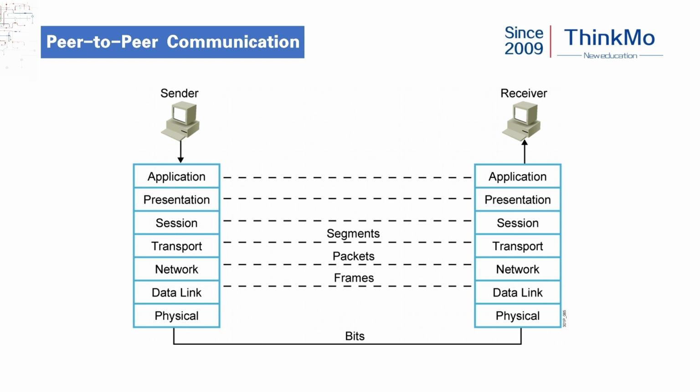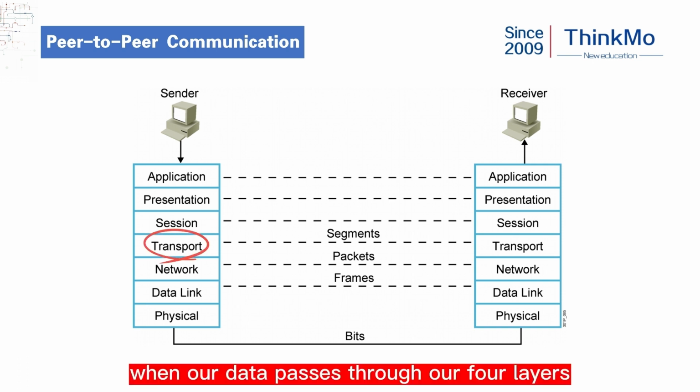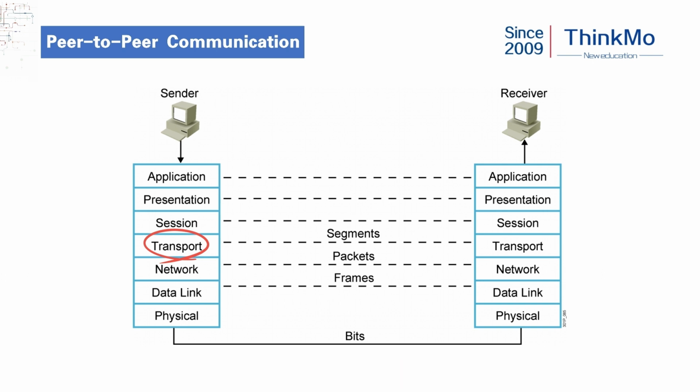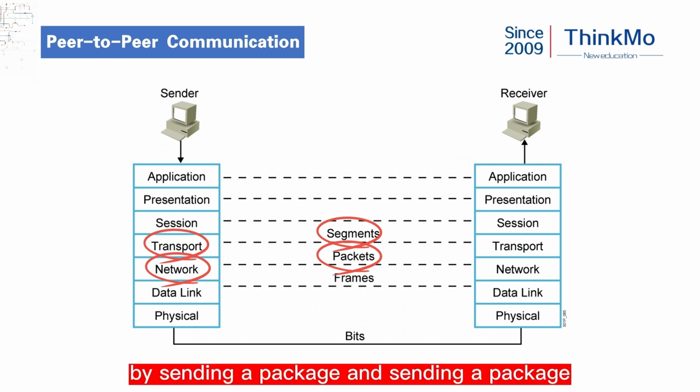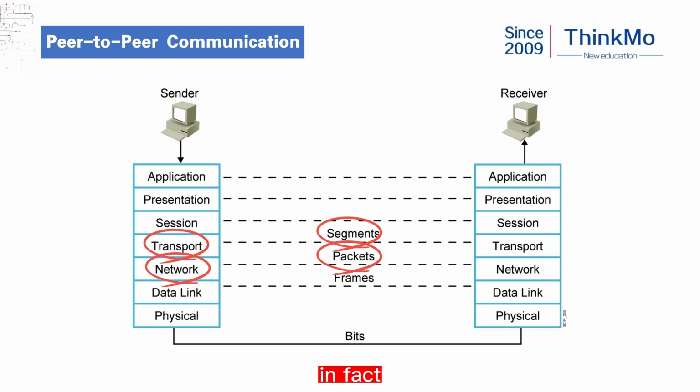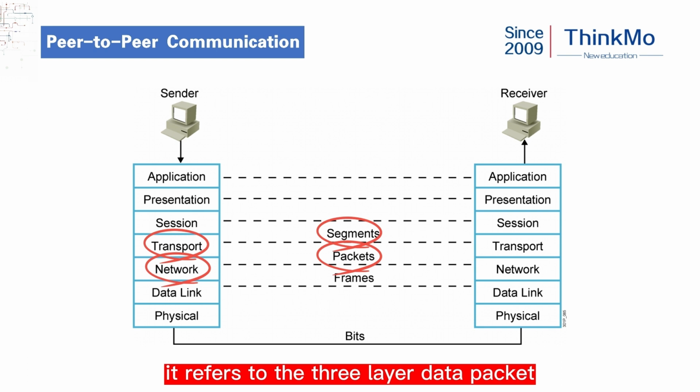First, for the sender. We won't talk about the 7th, 6th and 5th layers. When our data passes through our 4th layer, that is, after the encapsulation of the transport layer, this data is called a segment. At the 3rd layer, the header that encapsulates what we call the network layer, we call it a packet. This is what everyone means by sending a package, the delivery process of the delivery package. In fact, it refers to the layer 3 data packet.